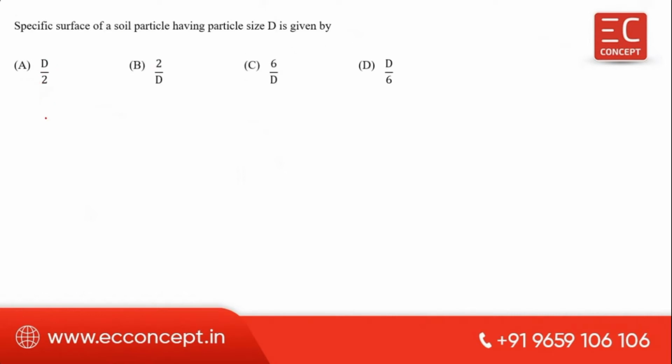The specific surface area of a soil particle having the size D, we can write as 6 divided by D. Very, very important. If the diameter of the particle increases, specific surface area reduces. If the diameter of the particle reduces, specific surface area increases. So this is the answer.